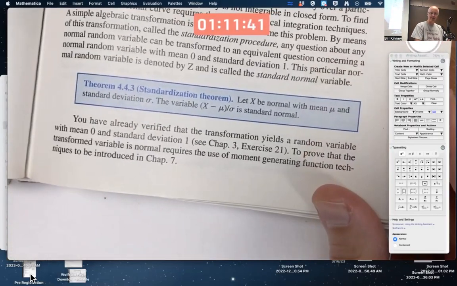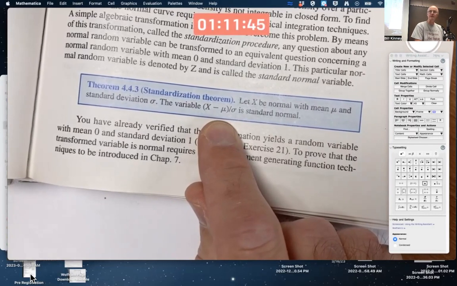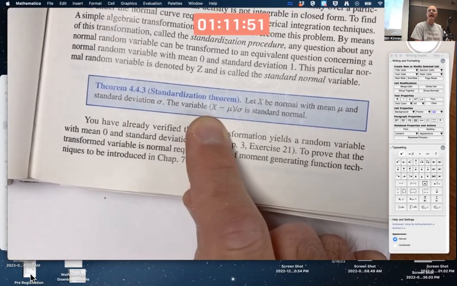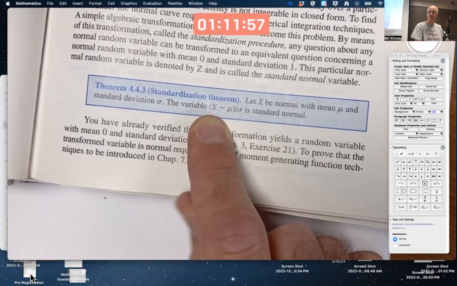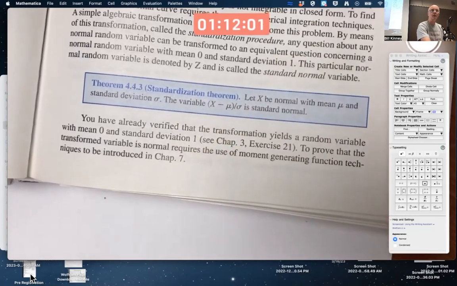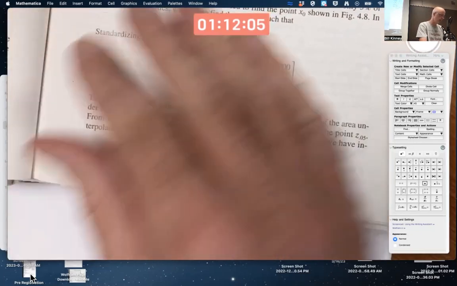By the way, when you do this kind of thing with a normal random variable, the result is a normal random variable. That is a theorem, the standardization theorem. It is something we haven't proved yet. We'll prove it in chapter 7. Proof of this very important fact is in chapter 7. When you standardize a normal random variable, you also get a normal random variable.